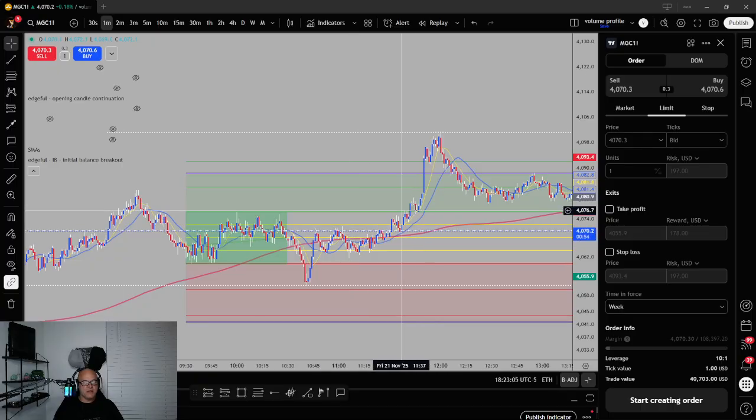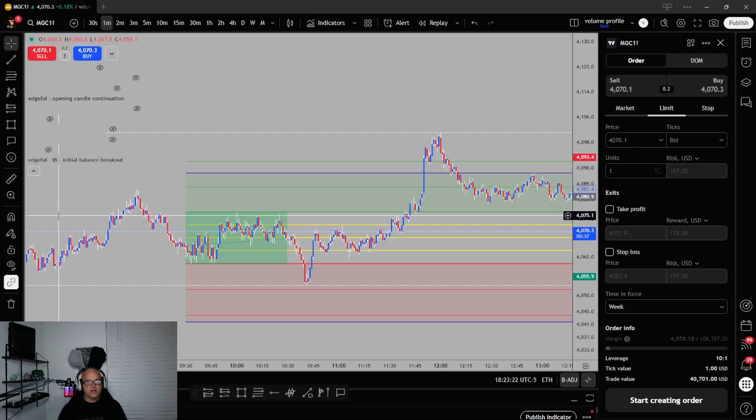So when we get to here and we break the high, that is my extra confirmation, okay? My other extra confirmation is the fact that we fair value gap through the high, okay? So just to give you a little bit of explanation on that, because there are situations where I want a little bit more confirmation, okay? So we'll get started. With the initial balance, okay, let me get started with the opening candle continuation.